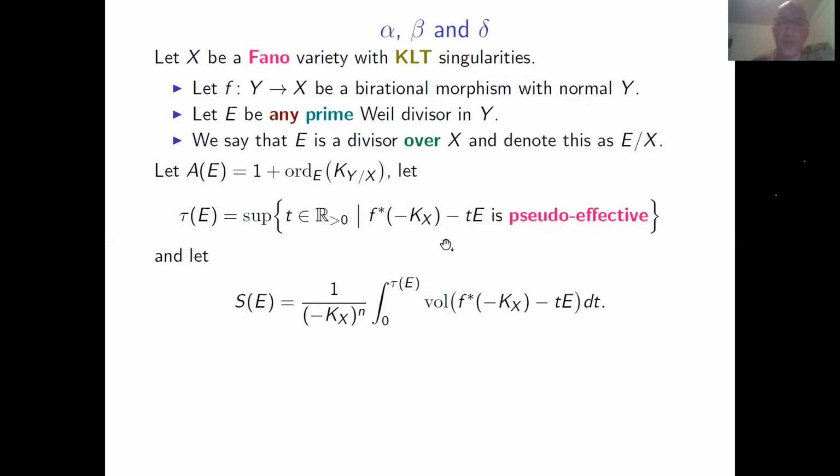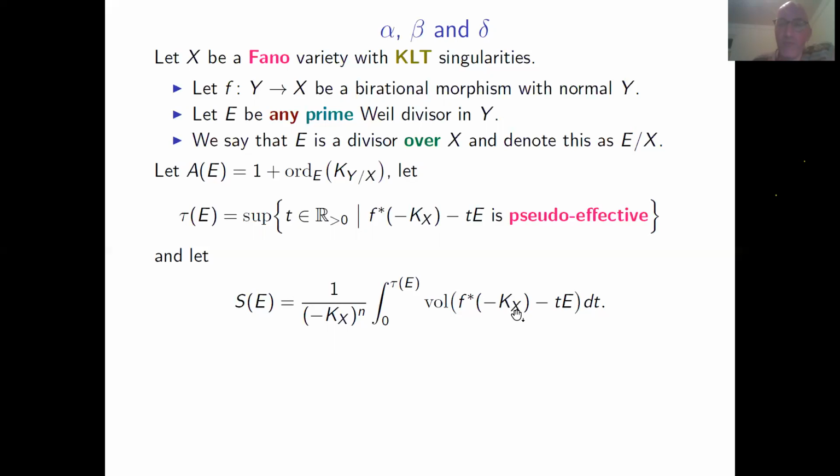It's called the pseudo-effective threshold. So you pull back the anti-canonical divisor, which is ample, and then you start subtracting the exceptional divisor until basically this divisor stops being pseudo-effective. This is a rational number. And then you use this number to compute this integral. So you have this integral from 0 to infinity, but it actually stops at the pseudo-effective threshold. You take the volume of this divisor.